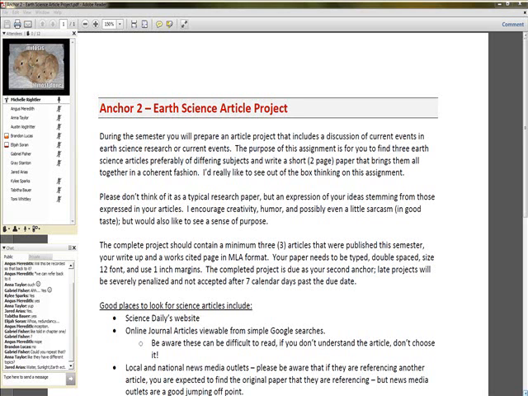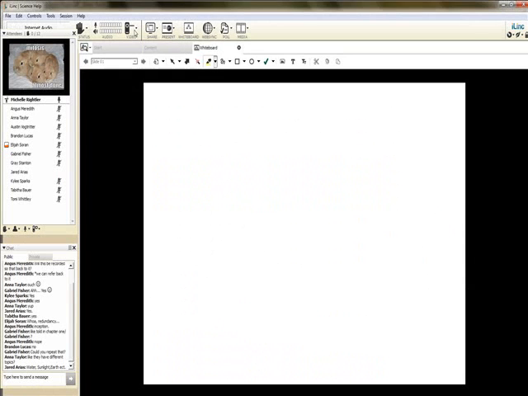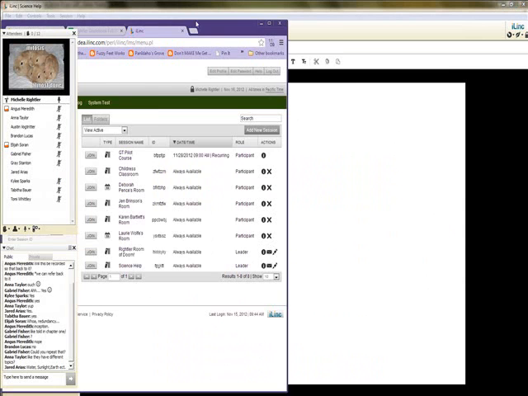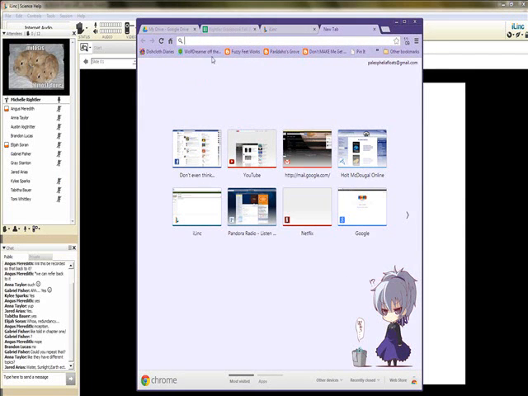Now I'm going to show you how to do that if you're going to do a Google search. So let me pull up Google real quick so you guys aren't looking at my grade book. So give me a quick second.